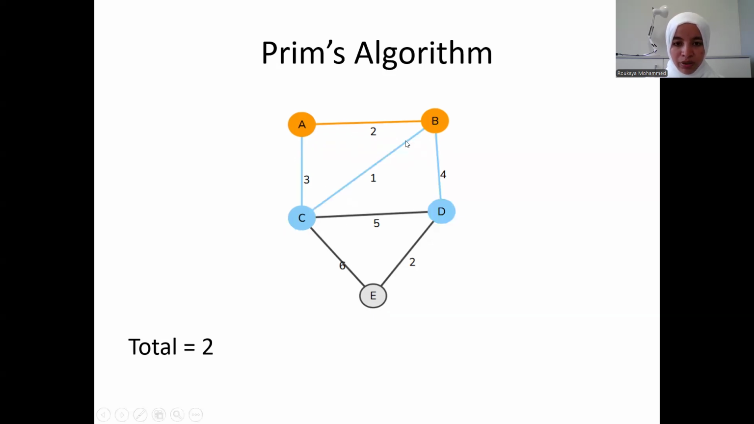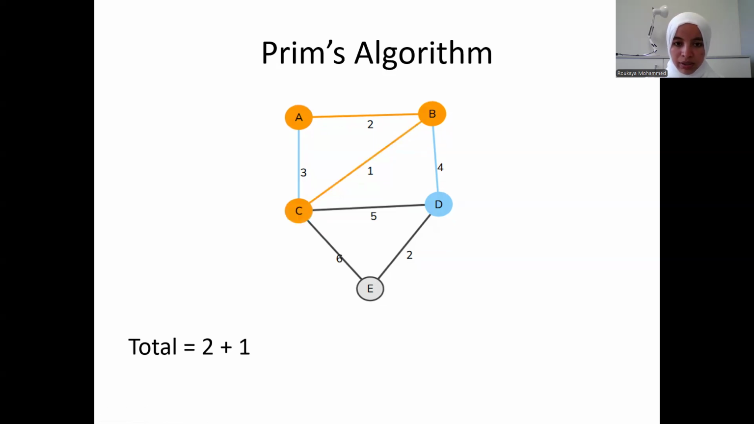Let's expand on it into our MST. So we have these edges now. What is the minimum edge of the highlighted ones? It is this one, B to C with weight 1. Does it connect us to a new vertex? Yes, it connects us to vertex C, which is a new one. So let's take it and add C to our MST. Now we have a total of 2 plus 1. And now we have C in our MST. Now let's expand on it.